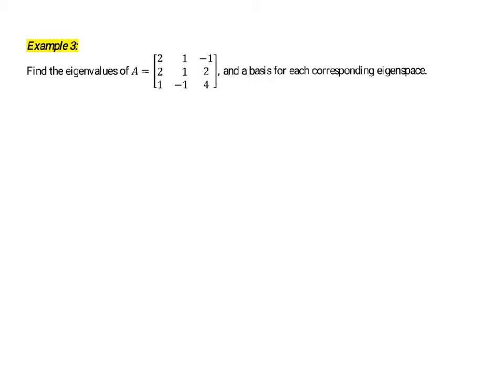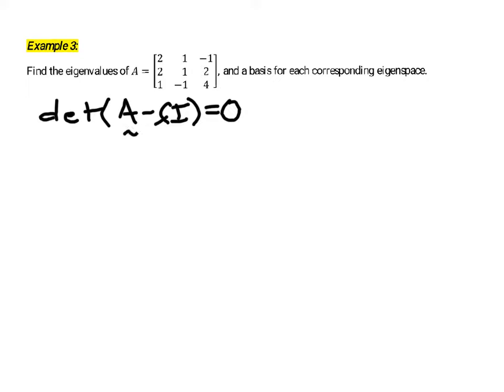In the first part of this example, we're asked to find the eigenvalues for this given matrix. So to find the eigenvalues for a matrix, we need to look at the characteristic equation, which is the equation determinant of A minus lambda I is equal to 0. That's where you find the eigenvalues for a matrix.